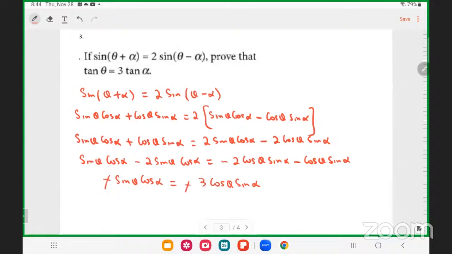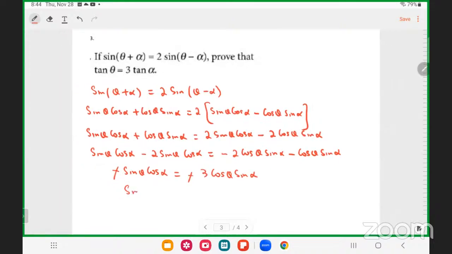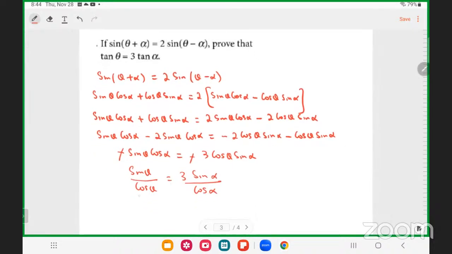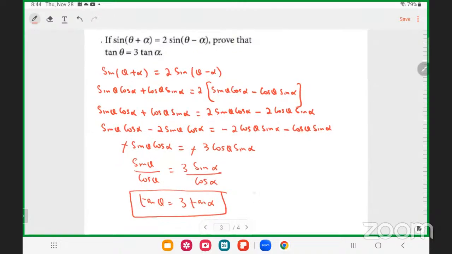Minus minus cancels off. Sine theta upon cos theta is 3 sine alpha upon cos alpha. Sine theta over cos theta is tan theta. Sine alpha upon cos alpha is tan alpha. And this is proved. And hence, I have to feel like the king of the world.